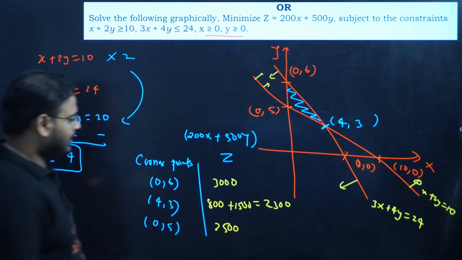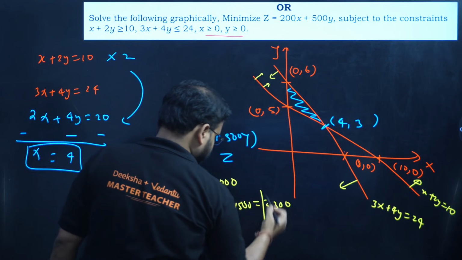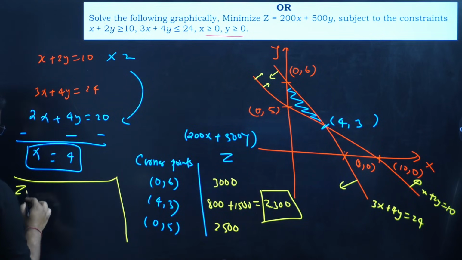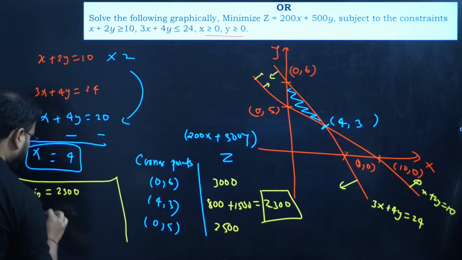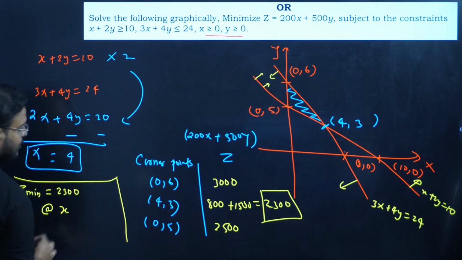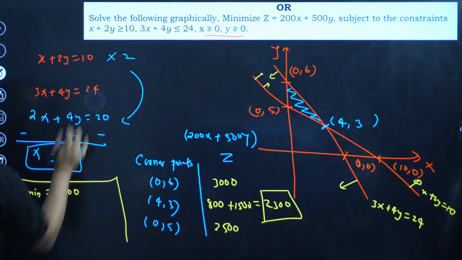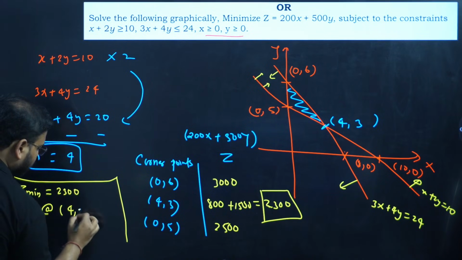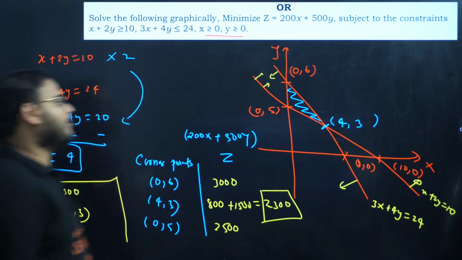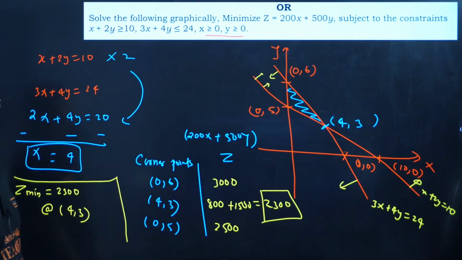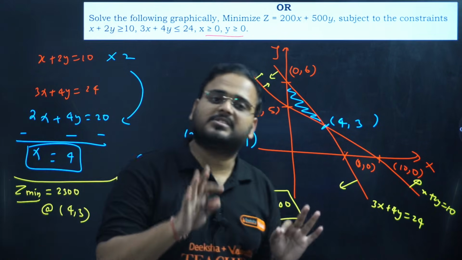I'm looking for the minimum. So my answer I'll write over here: Z minimum is equal to 2300, and it occurs at the point 4, 3, which is obvious also, the lowest point in the graph. Check, your objective function is minimized. An LPP, a simple question worth 6 marks again.